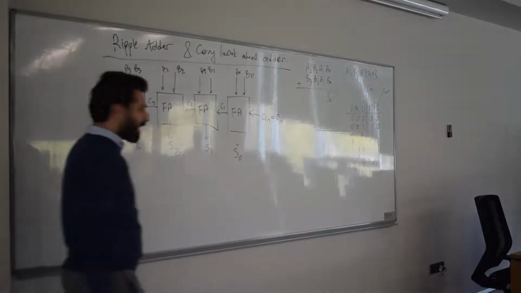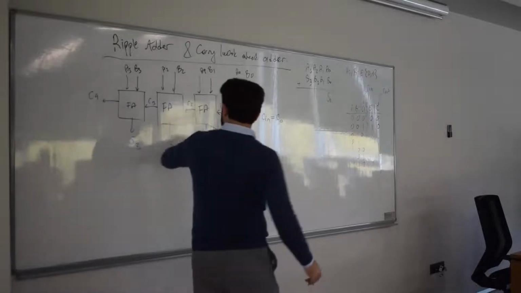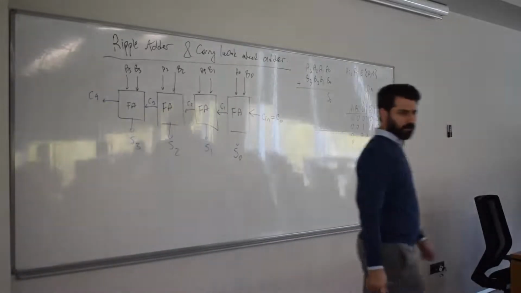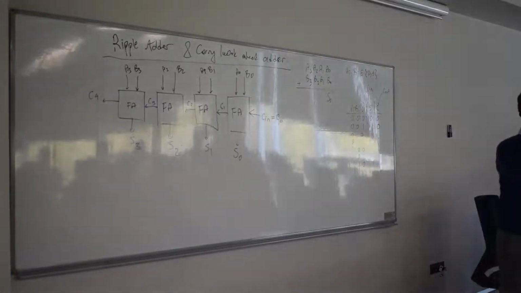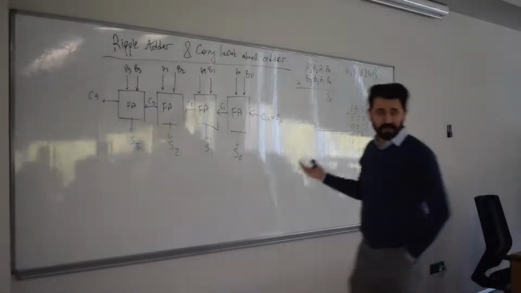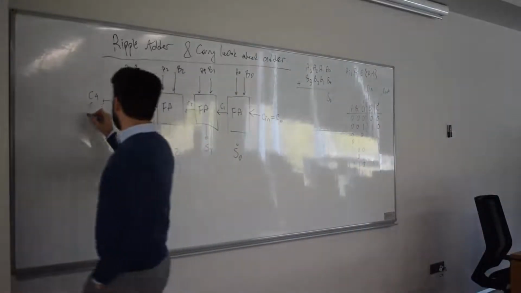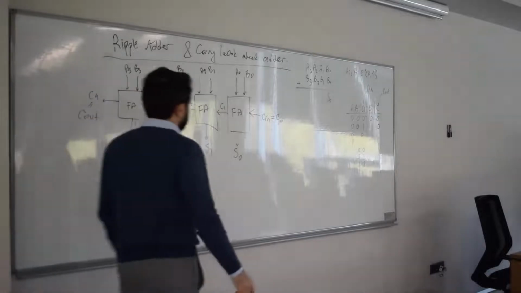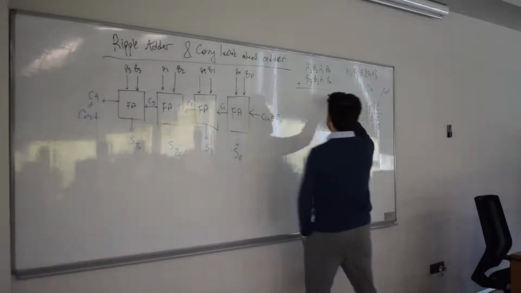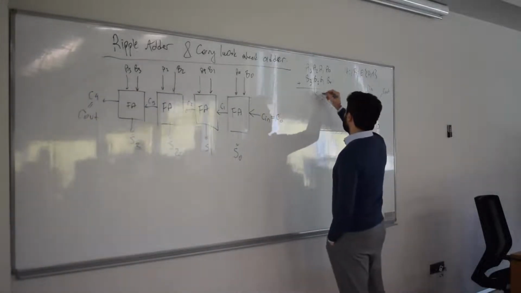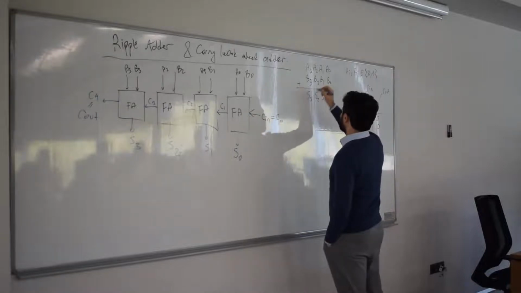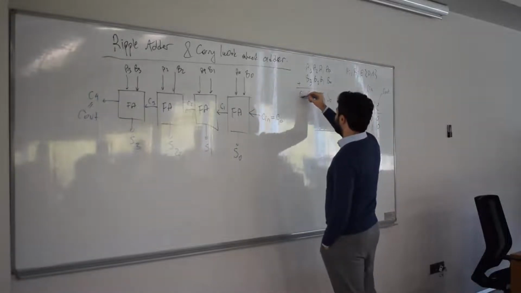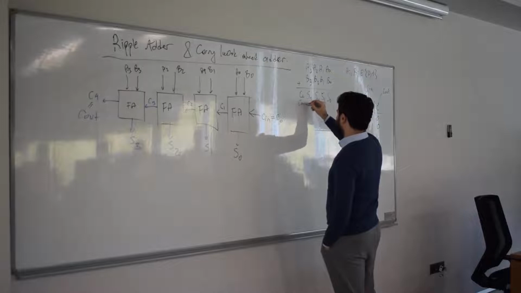We'll actually find the same table again and again. C4, sometimes we call it C out. It's the same thing. So if you write everything down here, S0, S1, S2, S3, and this here is your C4, or sometimes C out.